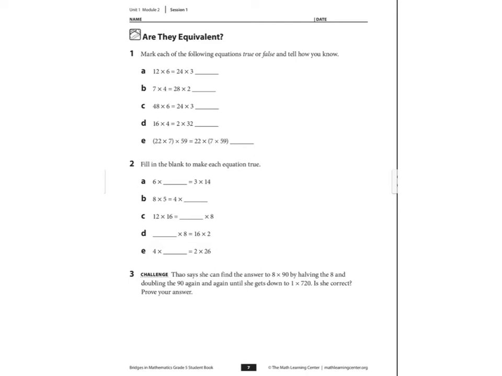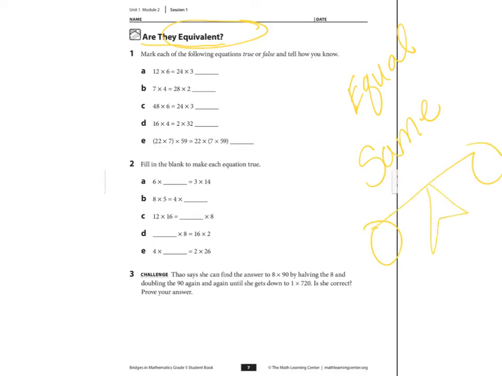Hey everyone, so today you are going to work on student book page 7 and it is called Are They Equivalent? Now remember that equivalent word, it has equal in it. And we know that equal also means the same. Okay, so I always like to think of like a teeter-totter. And is this side of the teeter-totter the same as the other side?